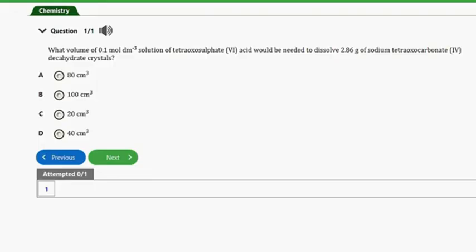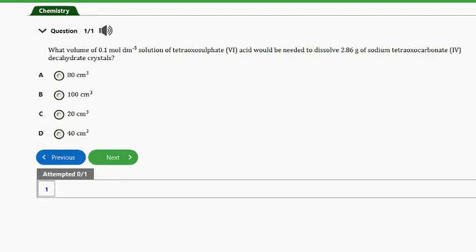So let's quickly go ahead and check out the question we have here. We just have one question, so let's read it together. What volume of 0.1 mole per dm cube solution of tetroxosulfate 6 acid will be needed to dissolve 2.86 gram of sodium trioxocarbonate 4 decahydrate? This is trioxocarbonate 4, not tetroxocarbonate 4. So let's go ahead and do the needful thing.